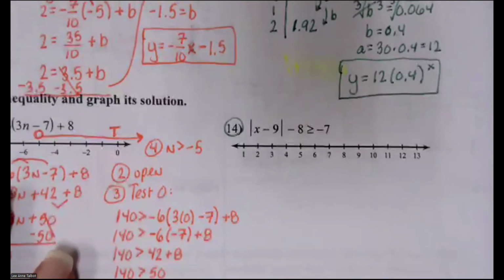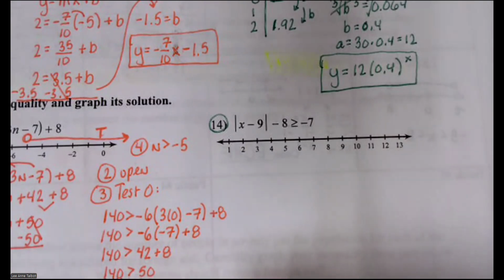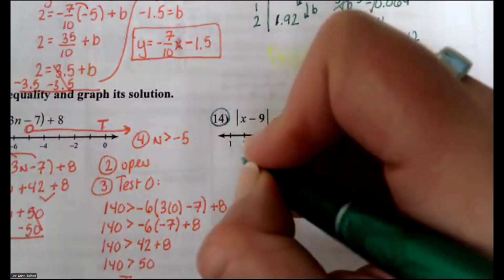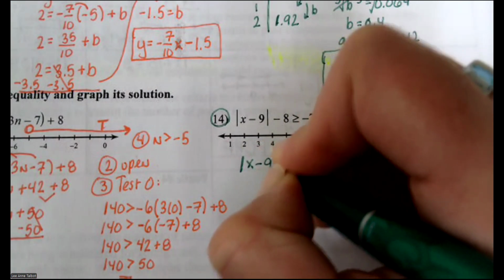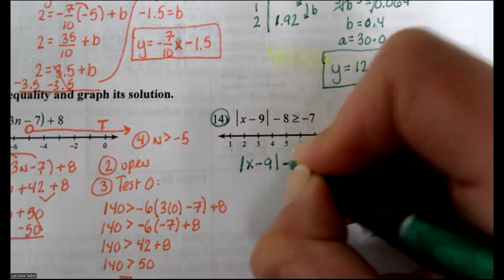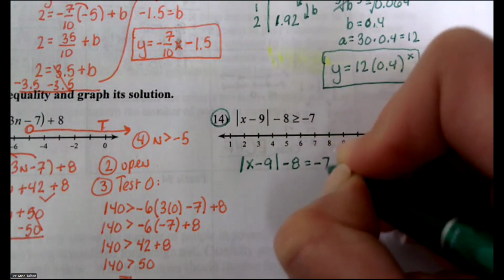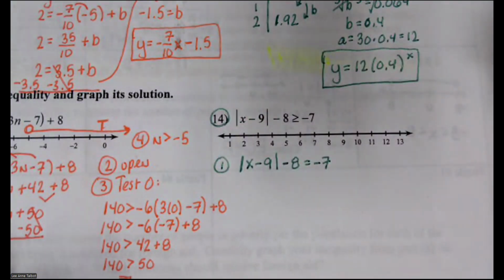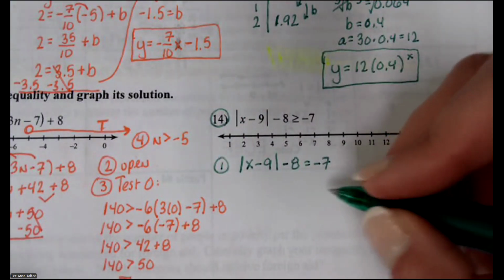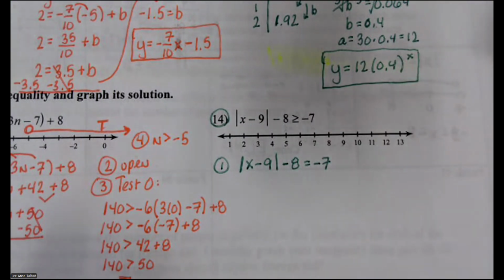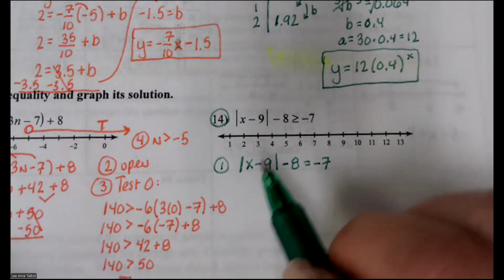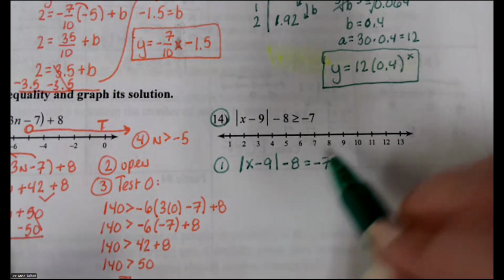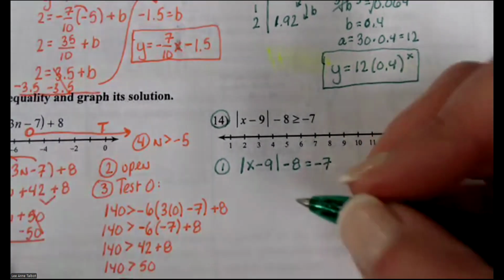Okay, then scroll down to number 14. And number 14 is an absolute value inequality. First step is to pretend that you have equals. Okay, now I have told you guys to keep your eye out for any of these that have a negative, except you need to look at it after you get the absolute value by itself. In this problem, you need to add 8 first.